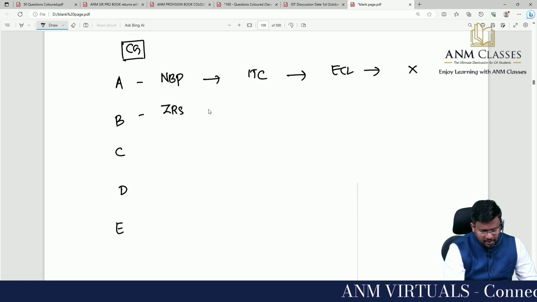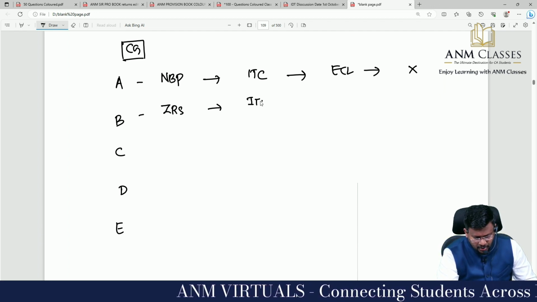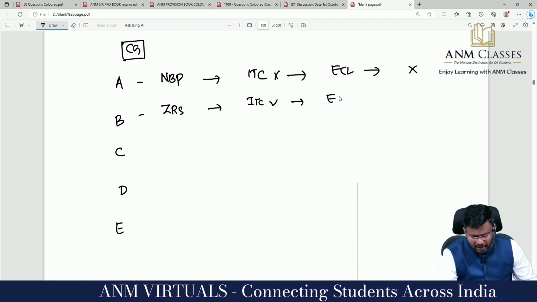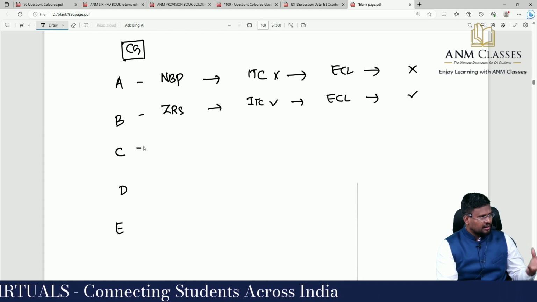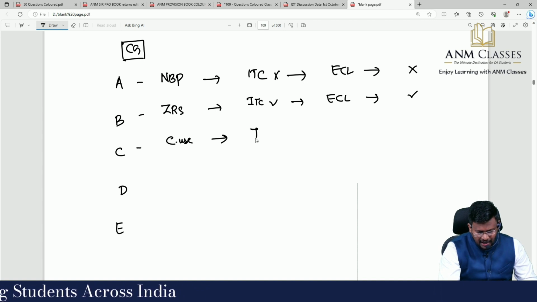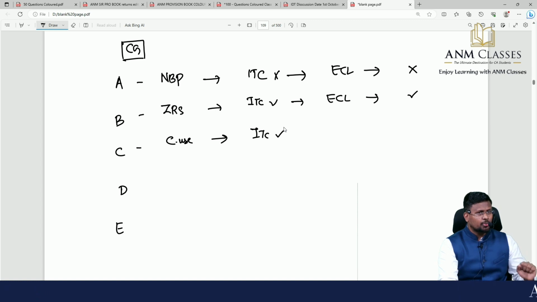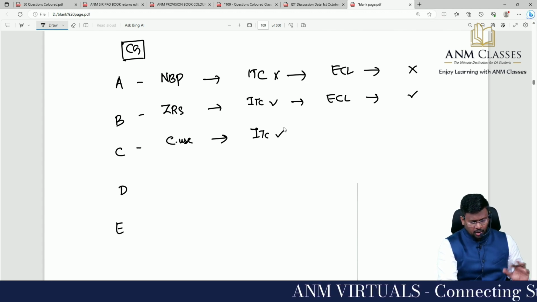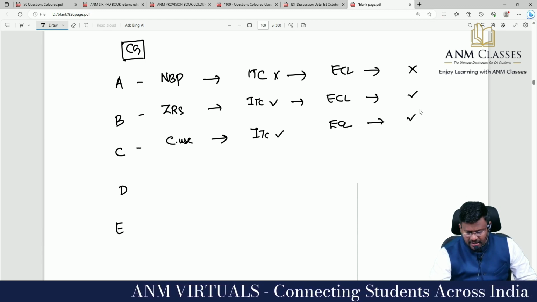Zero rated supply. This is purely taxable supply. இதுக்கு ITC எடுத்துக்கலாம், அதனால ECL கிரெடிட் பண்ணிக்கலாம். What is with regard to machinery C? Common use. Common use means ITC எடுத்துக்கலாம், ஆனா ஒரு ஷாட்ல எடுக்க முடியாது. ITC has to be deferred or spread over a period of 5 years or 60 tax period. So common use இருந்தா ECL ல எடுத்துட்டு வரலாம். கரெக்ட்டா? அப்ப ECL ல நம்ம கிரெடிட் பண்ணலாம்.